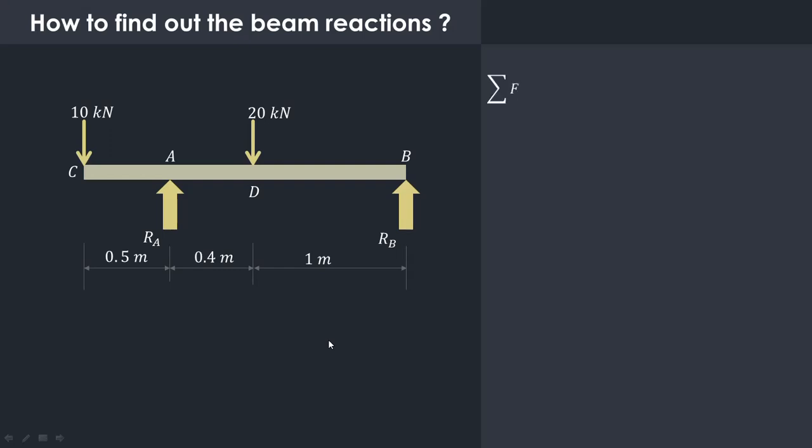Now we have to apply the conditions of equilibrium. The first condition of equilibrium is summation of forces in y direction is equal to 0. Upward forces are considered as positive and downward forces are considered as negative. So RA and RB are acting in the upward direction, so they are positive, whereas the 10 kilonewton point load and this 20 kilonewton point load are acting in the downward direction and hence negative. So therefore, RA plus RB will be equal to 30 kilonewton. Let us call this equation number 1.